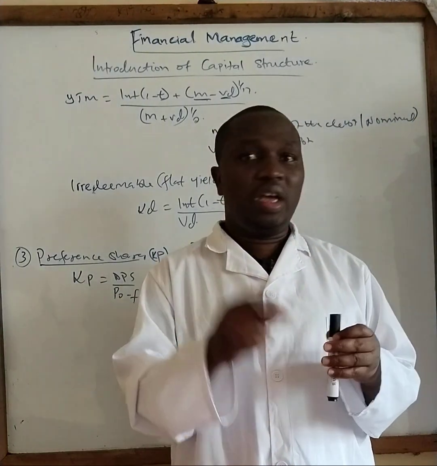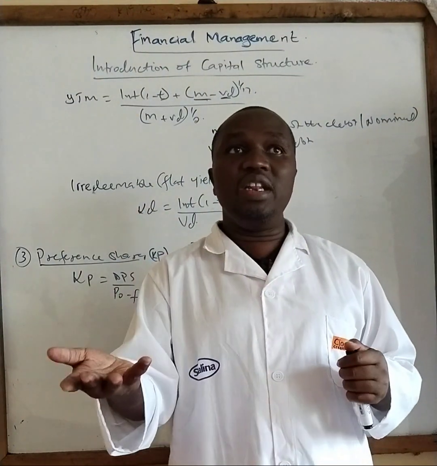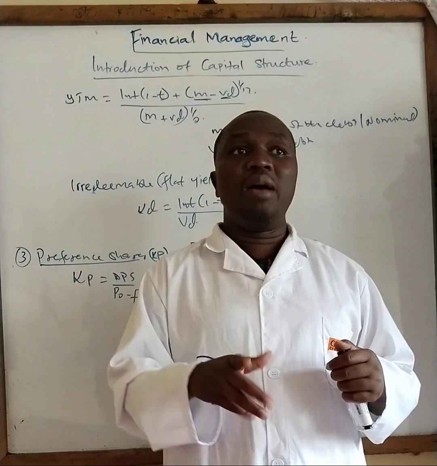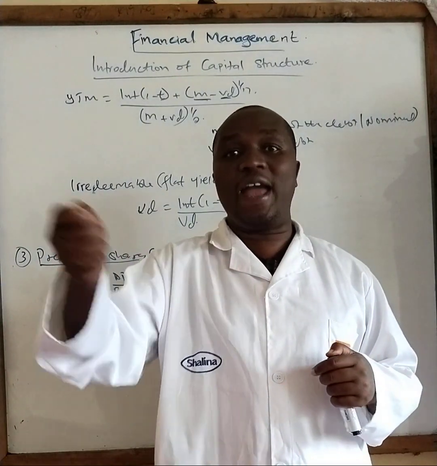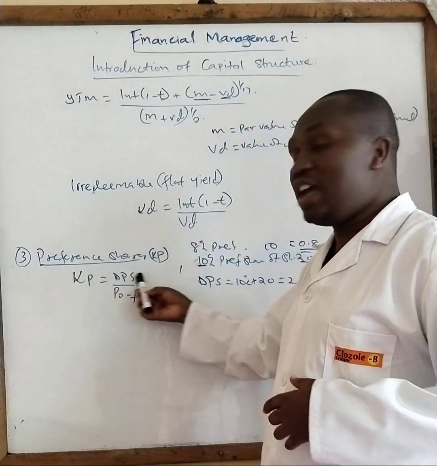Bond is now made up of either redeemable or irredeemable. Irredeemable means you will not buy it back. But redeemable means that it will expire. By the end of the period, you will bring it back. Another one is what you call preference share capital.